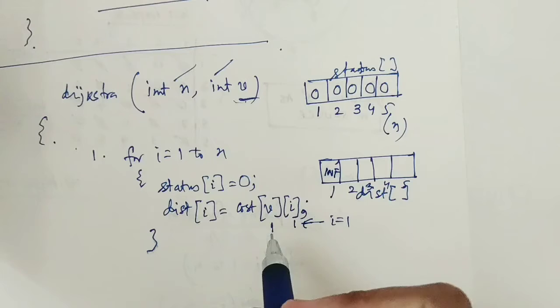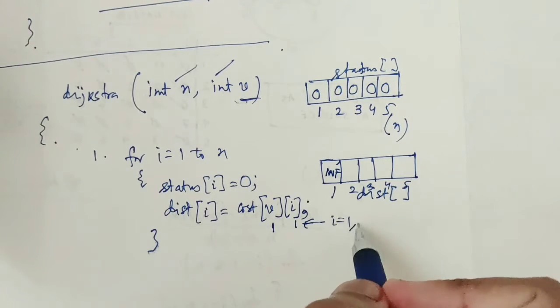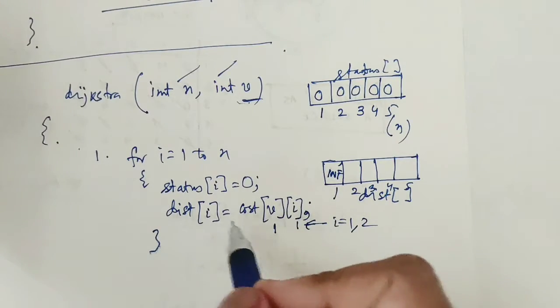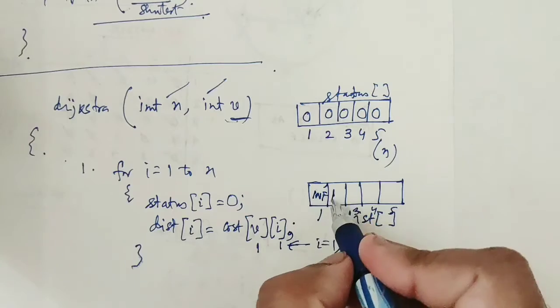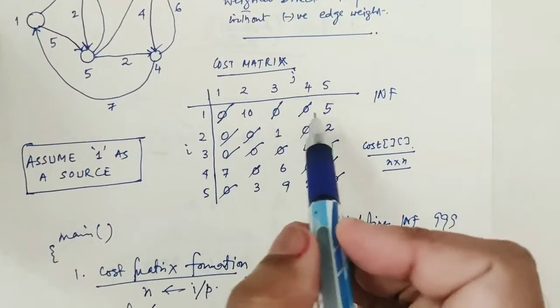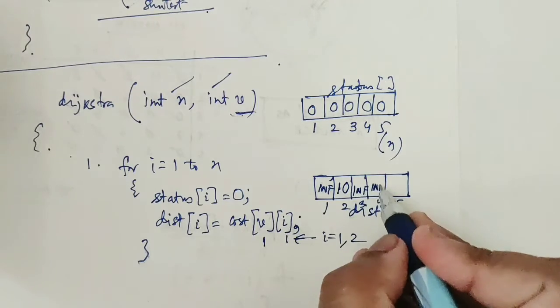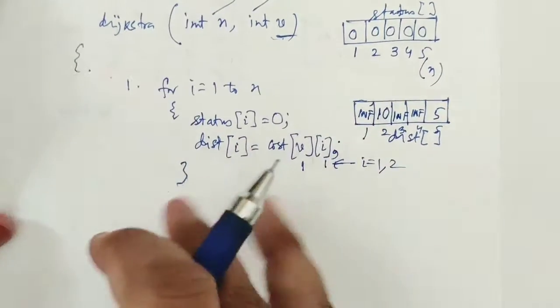Then cost of 1 2, because i is 2 when, then this will be cost of 1 2. V is constant because V is 1, the source vertex. So dist of 2 equals cost of 1 2. What is cost of 1 2? Cost of 1 2 is 10. So actually you are reading the first row of the cost matrix. So cost of 1 3 is infinity, cost of 1 4 is infinity, and cost of 1 5 is 5. So right here INF and 5. Okay, I will explain it later on.